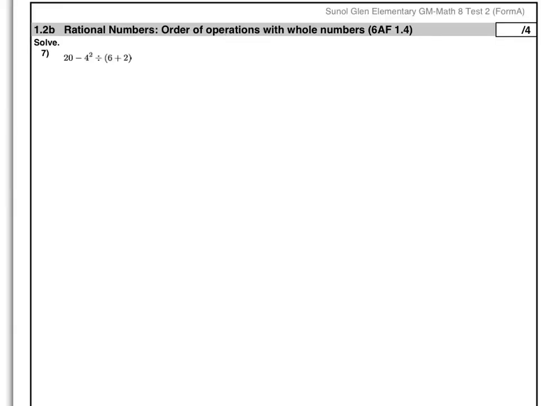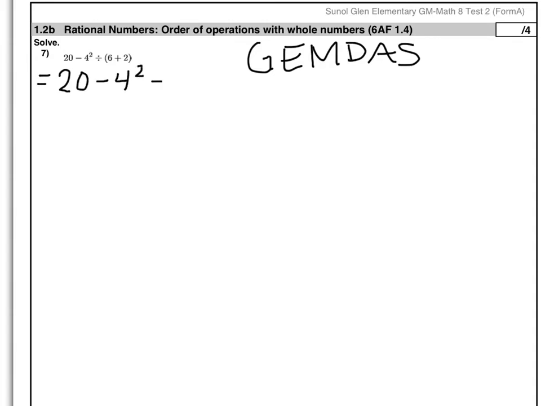Next problem, number 7. This is order of operations. I have to use GEMDAS. And most of you made an error either in the exponent multiplication or not following GEMDAS. So according to GEMDAS, I have to do my grouping symbols first. So I'm going to write 20 minus 4 squared divided by 8, because my grouping symbol is the 6 plus the 2. And by writing each of my numbers and everything out, I don't drop any symbols.